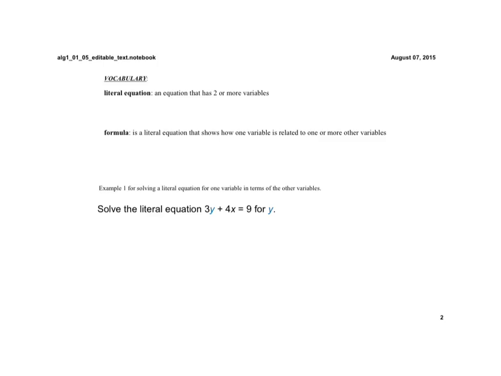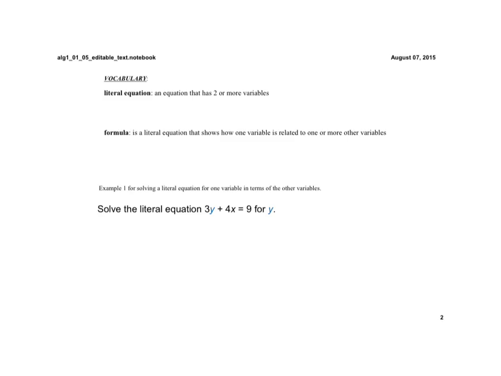First of all, a literal equation is an equation that contains two or more variables. So far we've been solving equations that have just the same variable throughout. Now we'll have equations that have two or more different variables. And a formula is just a type of literal equation that shows how one variable is related to one or more other variables. And those are some of the common formulas that we'll use later.